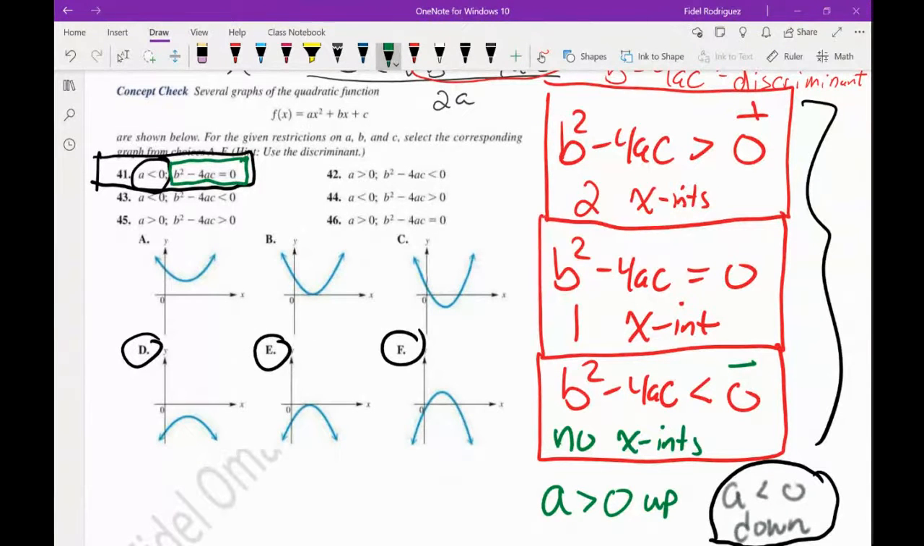The second thing I'm going to look at is this part right here. It says B squared minus 4AC equals 0. So not only is the graph going to open down, but we're only going to have one x-intercept. That means it's only going to hit the x-axis once. So when I look at my graphs for D, E, and F, because those are the ones that go down, which of those graphs hit the x-axis? This here is my x-axis. Which one only hits the x-axis one time? E, there you go, you got it. So 41 is going to get matched with E.